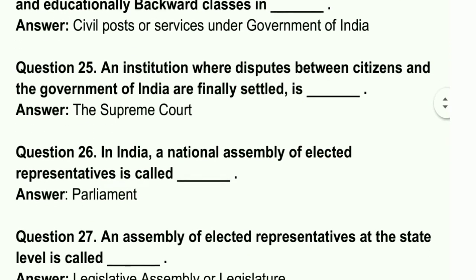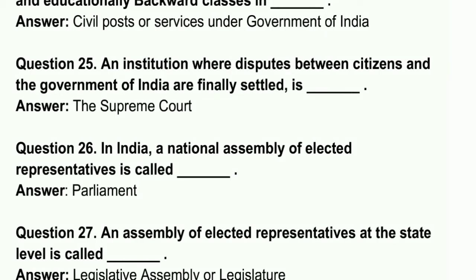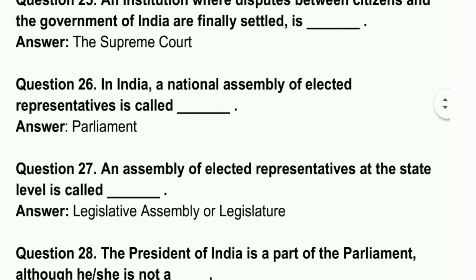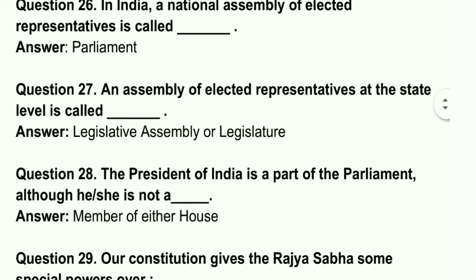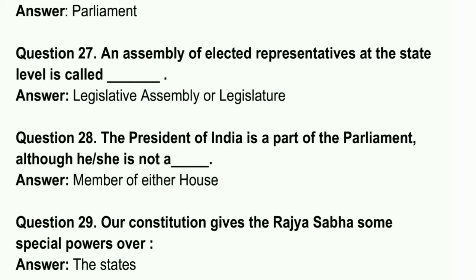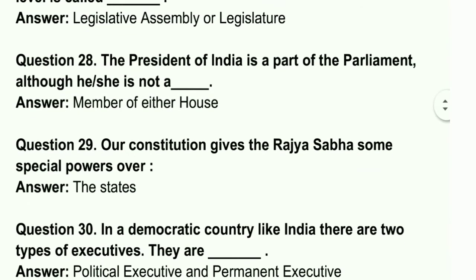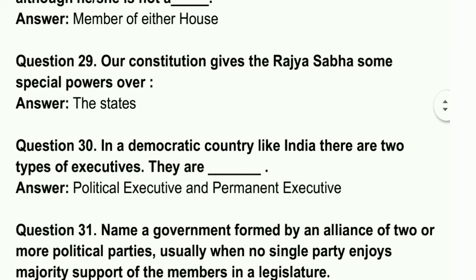Next question: an institution where disputes between citizens and the Government of India are finally settled is? Answer: the Supreme Court. Next question: in India, a National Assembly of elected representatives is called? Answer: Parliament. Next question: an assembly of elected representatives at the state level is called? Answer: Legislative Assembly or Legislature. Next question: the President of India is a part of the Parliament, although he/she is not a member of either house. Next question: our Constitution gives the Rajya Sabha some special powers over? Answer: the states.